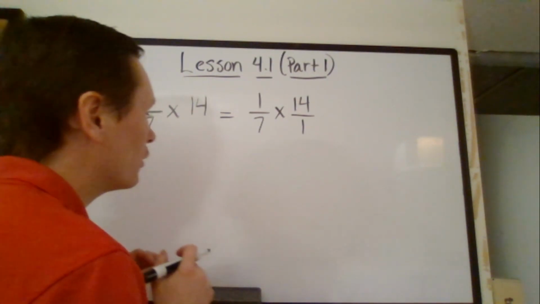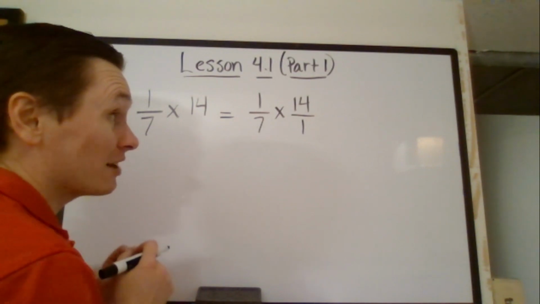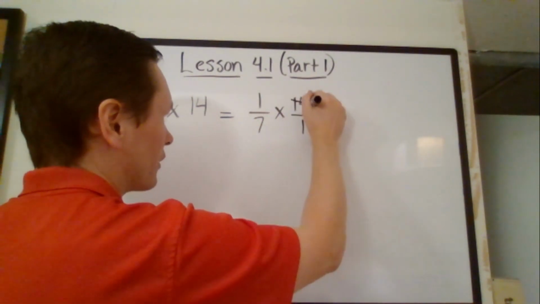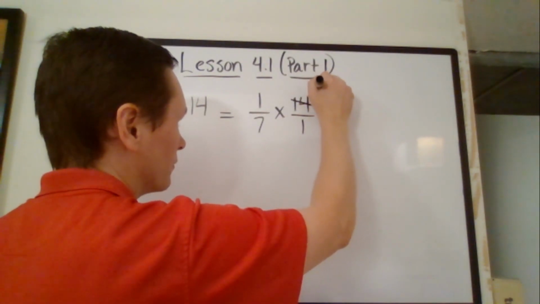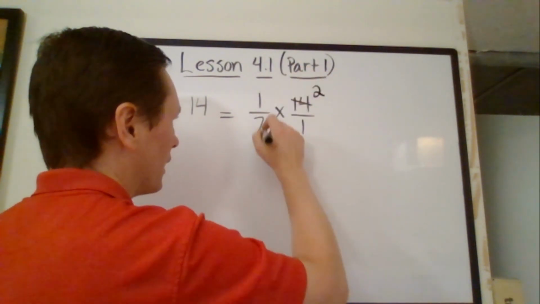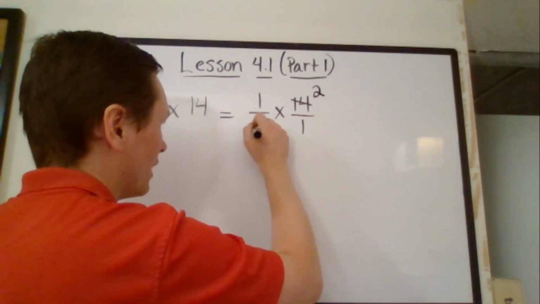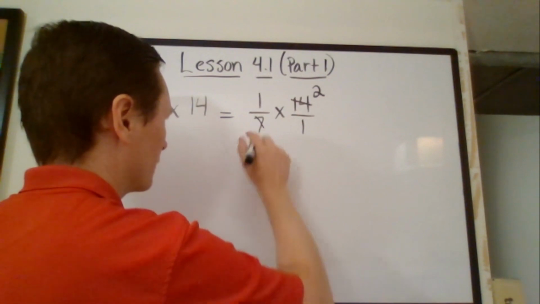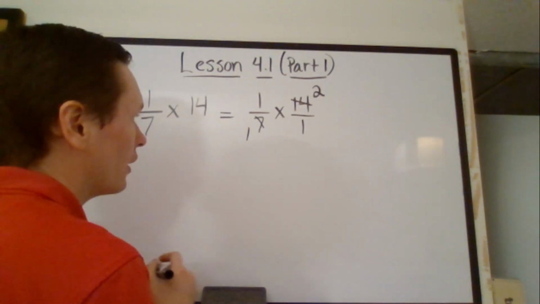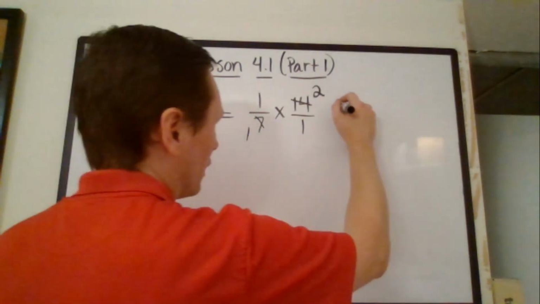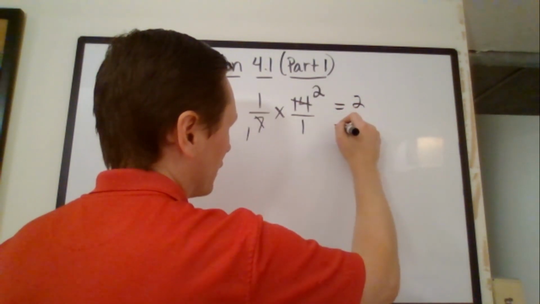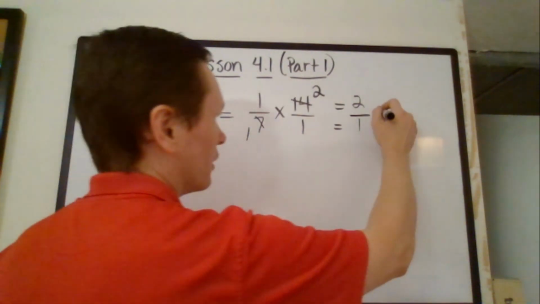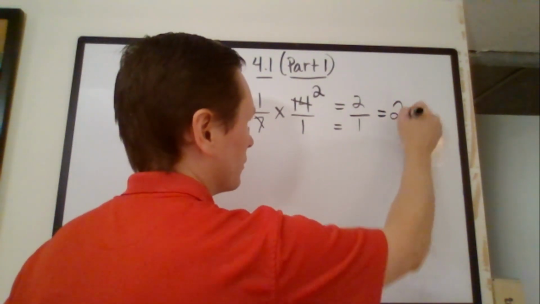Now what's really cool is I'm going to cross cancel this because I know that 7 goes into 14 two times evenly. And I know that 7 obviously goes into 7 one time evenly. So now I have 1 times 2, which equals 2, and 1 times 1, which equals 1, and I'm left with 2 over 1, which equals 2.